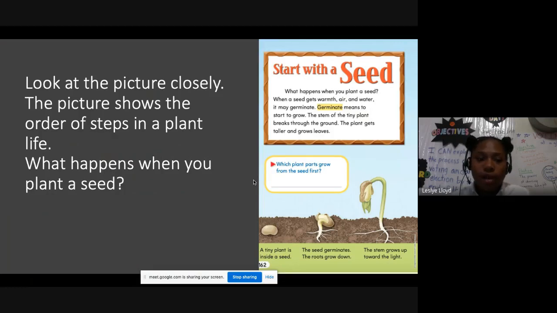So, things for us to ponder on. Look at the picture closely. The picture shows the order of the steps in a plant life. What happens when you plant a seed? Look closely at the picture. What happens when you plant a seed?